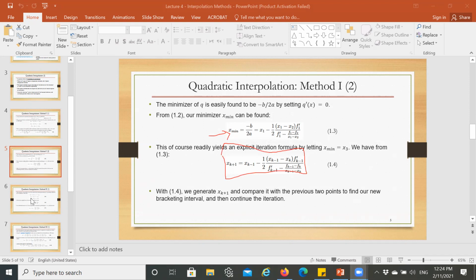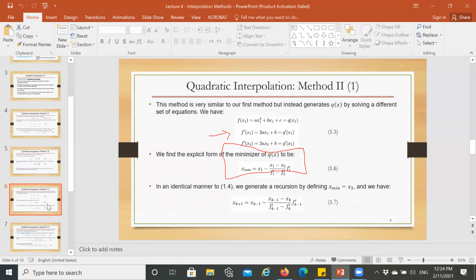This is method, sorry, no, method 2. I'm talking about method 2. So for method 2, this would be the recursive equation. Over here, you see we have everything in terms of the derivative only, all right?